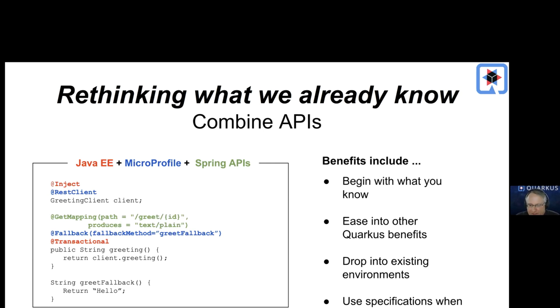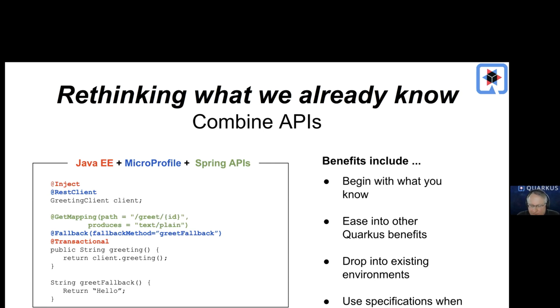So the benefit basically is, of course, begin with what you know. It eases you into everything else that Quarkus offers, so you can pick it up and start using it pretty quickly. And you can drop Quarkus into existing environments. There are a lot of Spring developers. If you're running, for example, the Spring Cloud Config server in your environment, Quarkus has a Spring Cloud Config server client. So you can basically pull your configuration from the Spring Cloud Config server from Quarkus. So that's kind of nice.